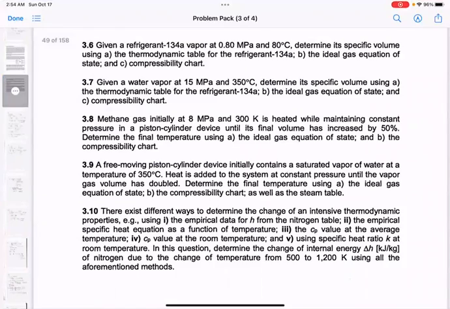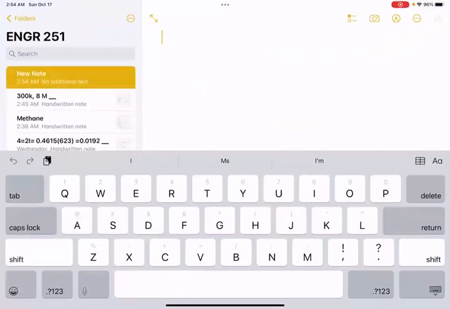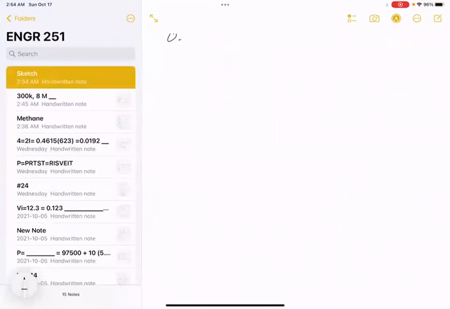There we go, 0.8 and 80. I was just trying to figure that out. So we're at 0.8 megapascals and 80 degrees Celsius, which of course corresponds to plus 273 in Kelvin. So 353 Kelvin.